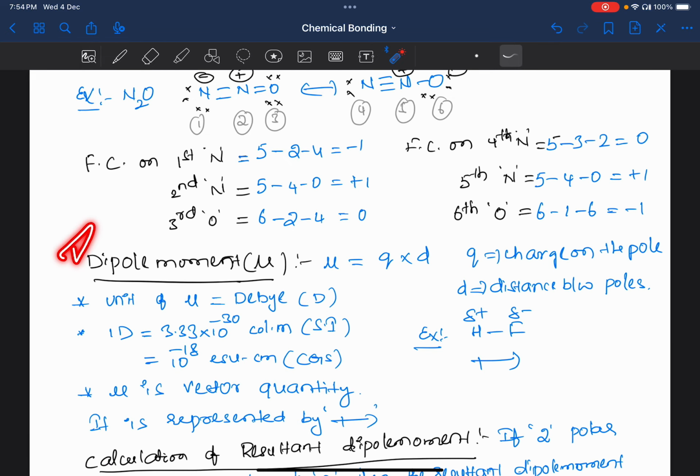And next, one of the important topics is dipole moment. Dipole moment is the product of charge and the distance between two atoms. The dipole moment is the product of the charge on the pole, pole meaning any one of the atoms, and the distance between them. It is the product of charge and distance.